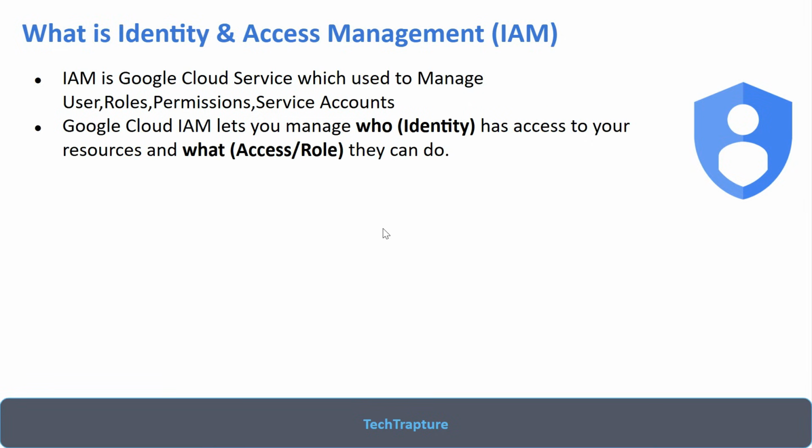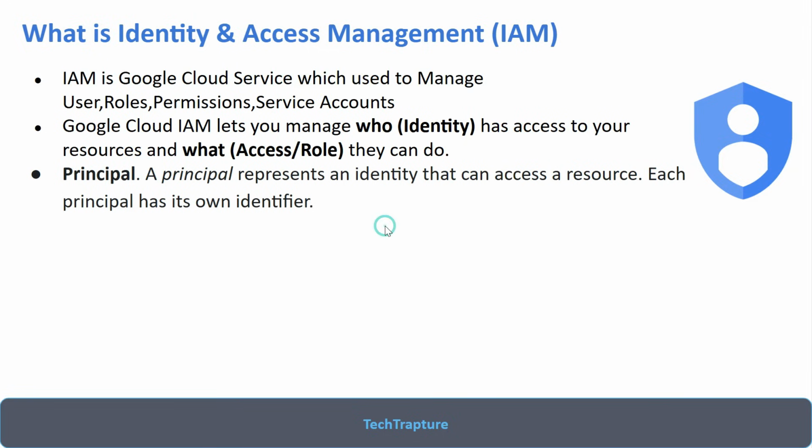But what kind of users or what kind of identities can we use in Google Cloud? Let's see that. First, principal. It means the identity to whom you are giving access. That principal can be your Google account, so it can be your Gmail account. If I have a Gmail account vishal.bulhole@gmail.com, or if you have any Gmail account, we can give that Gmail account access to your Google Cloud.